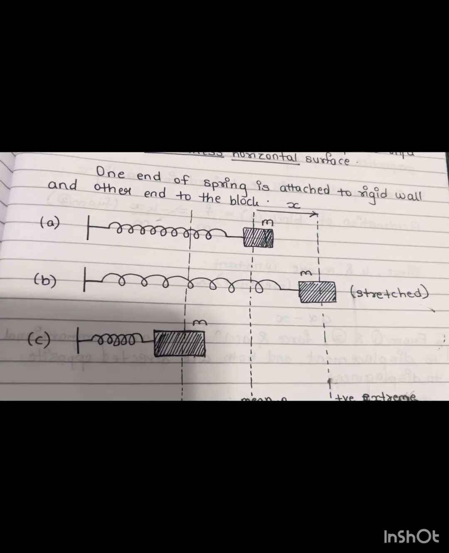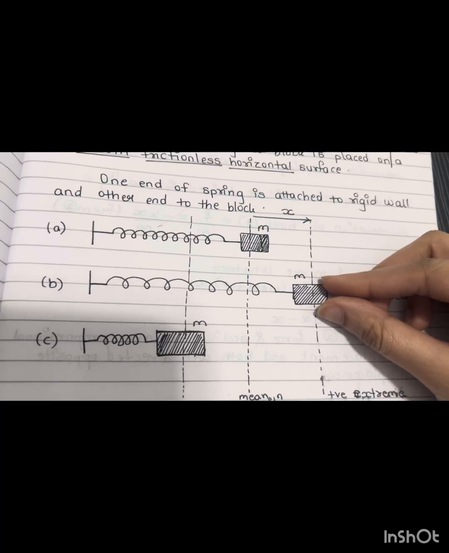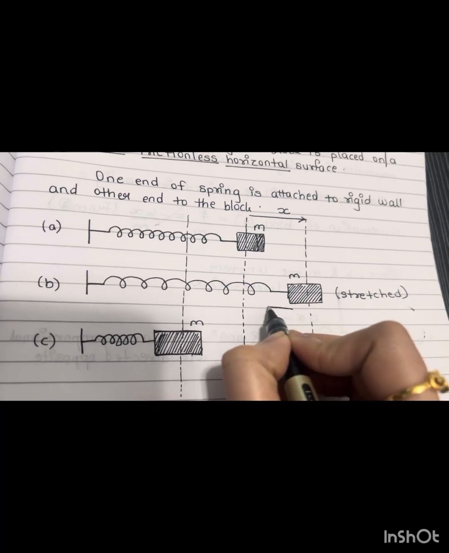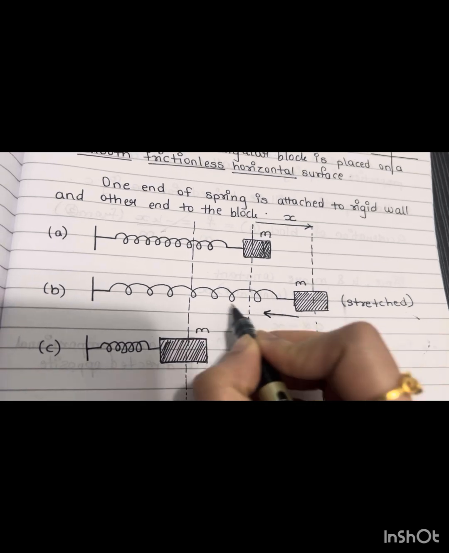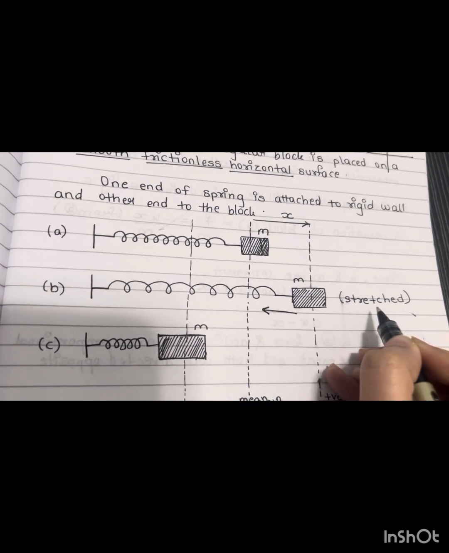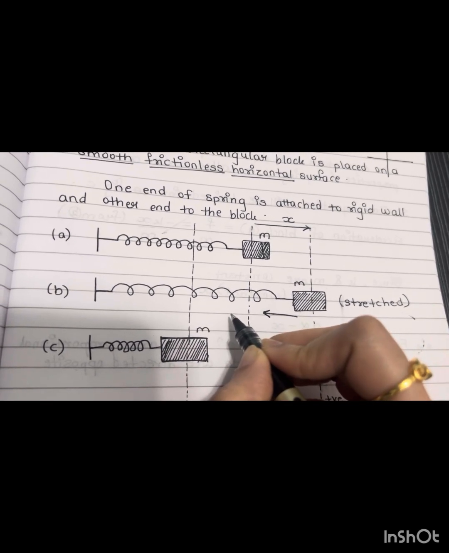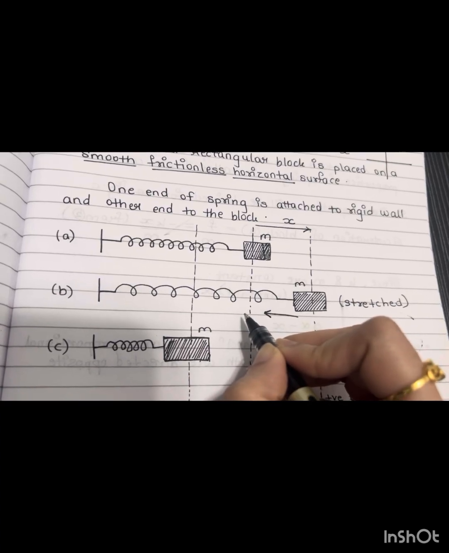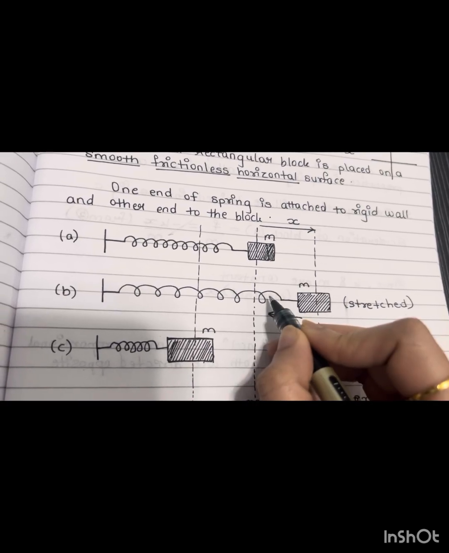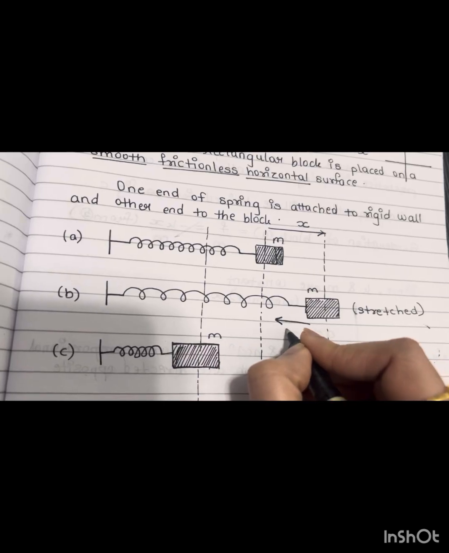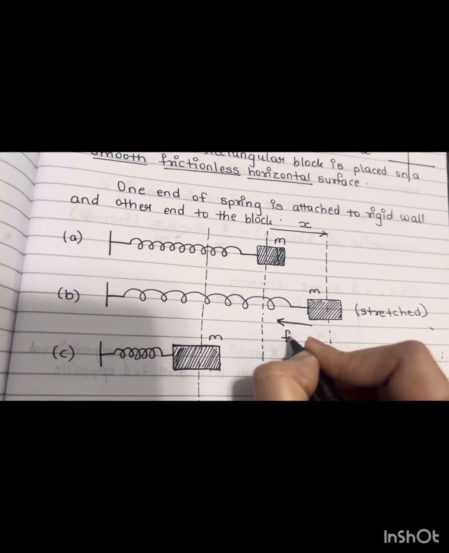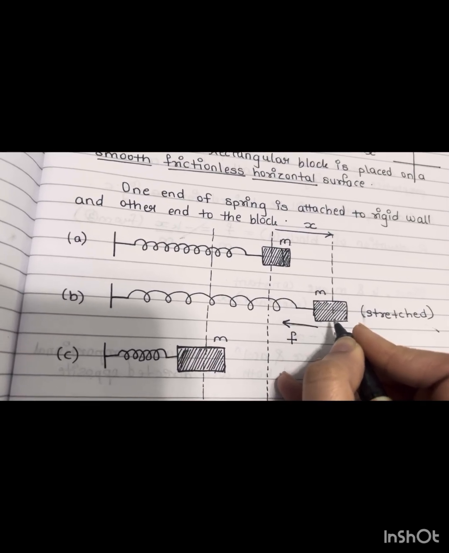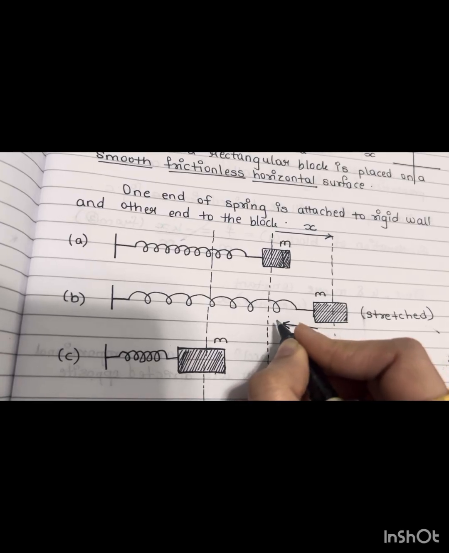But basically first step, as soon as I leave it from here, what is going to happen? The block will try to move in the backward direction, not in the forward direction. It is going to go back in the backward direction. Block is attached to the spring, so in this case spring is exerting a force on the block because of which the block will go towards the backward direction.